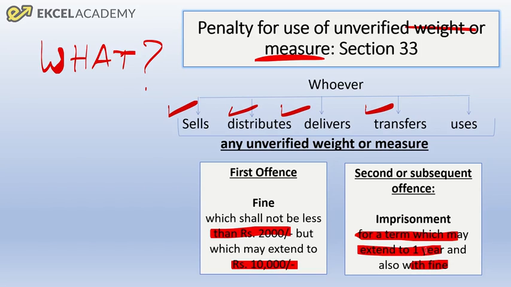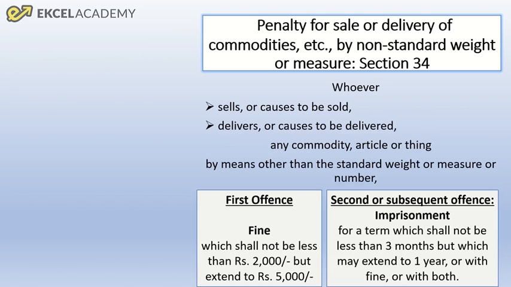So this is the thing. You cannot use which is not verified by government. Whatever weights you use, electronic weights, manual weights, or any other hybrid weights, you cannot use it without which is verified. It should be verified, only then you can use it. If it is unverified, you cannot use it.